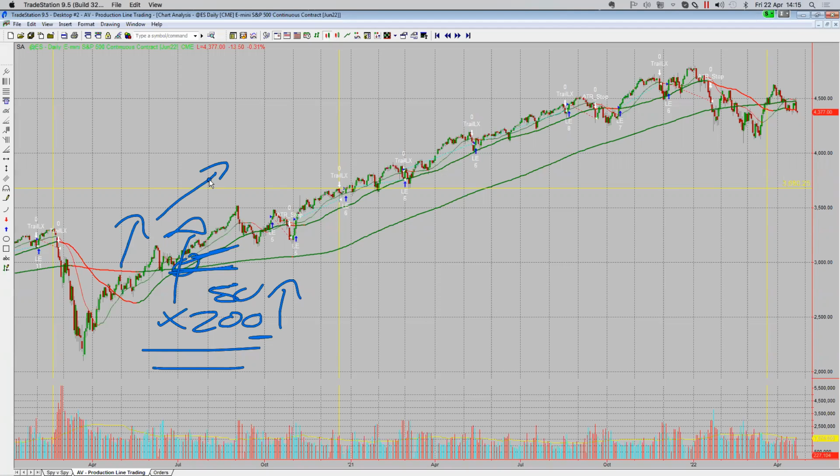Now, this is the part that I mentioned earlier. When I was jokingly saying that the BTFD, I don't think it means what you think it means, buy the dip. So what we need to know is a trend. What is the trend before we can identify a dip?